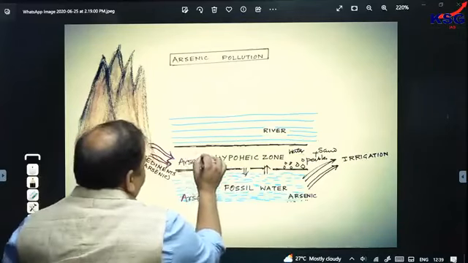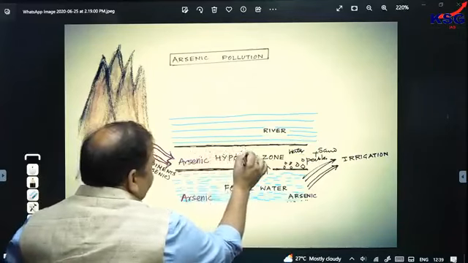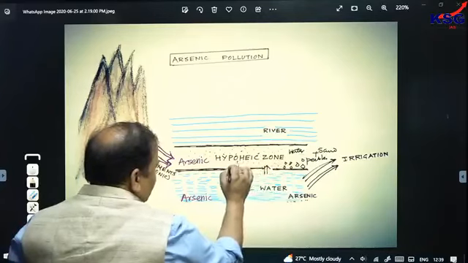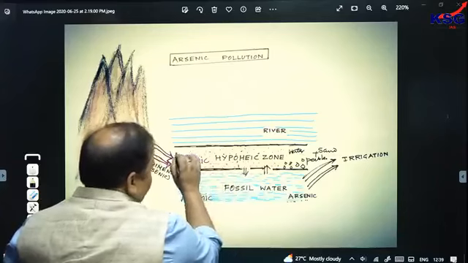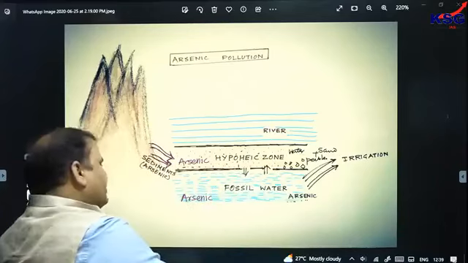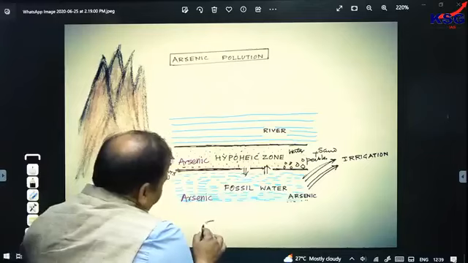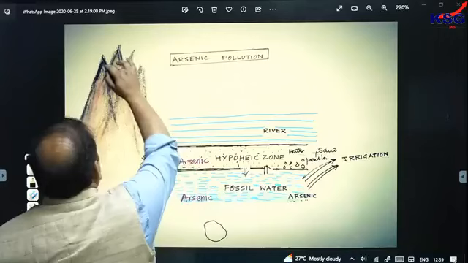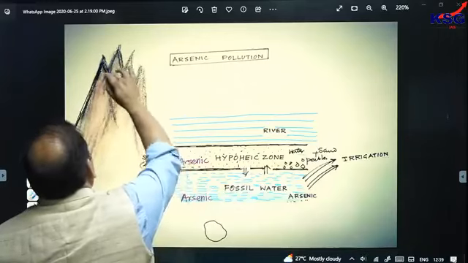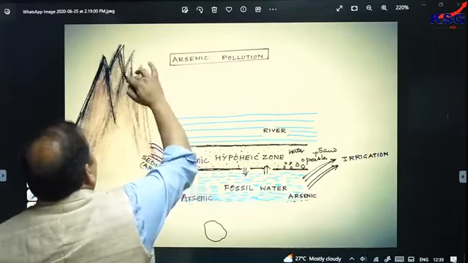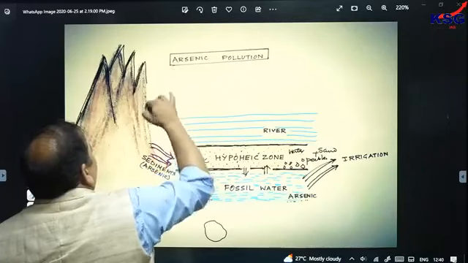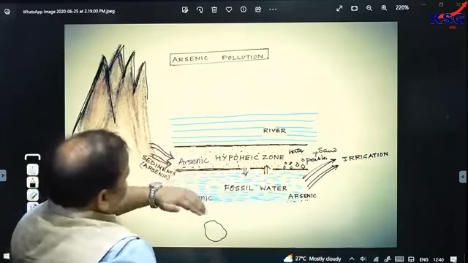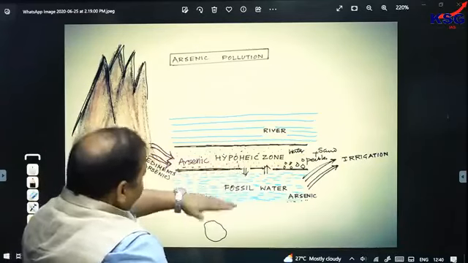So we can see that when the perennial rivers originated, they were responsible for eroding these rocks. When they eroded these rocks, arsenic was washed away as a sediment by the hyporheic zone of rivers. Clear? And they got deposited where?